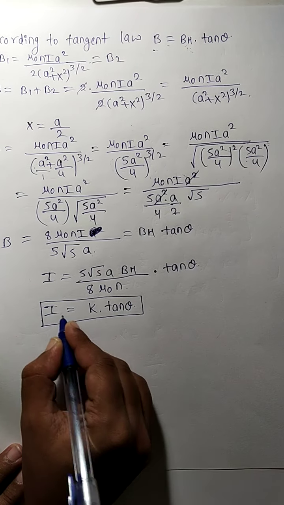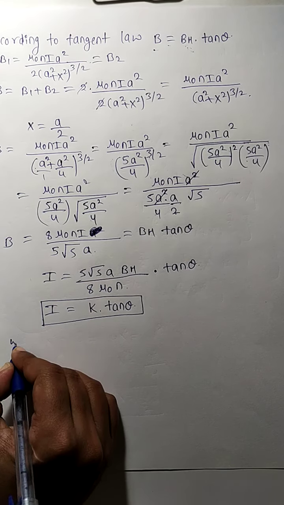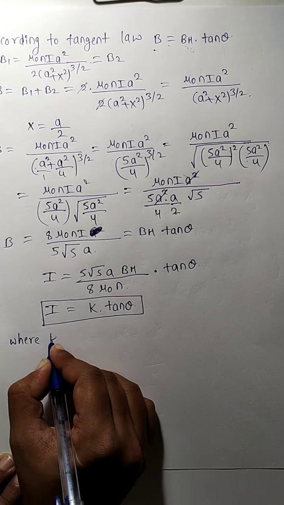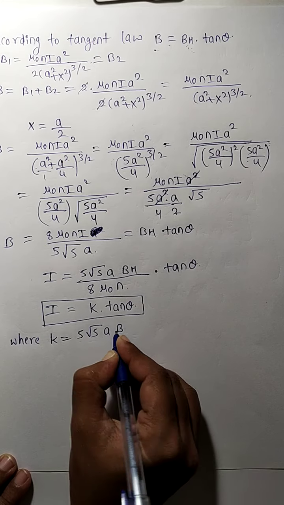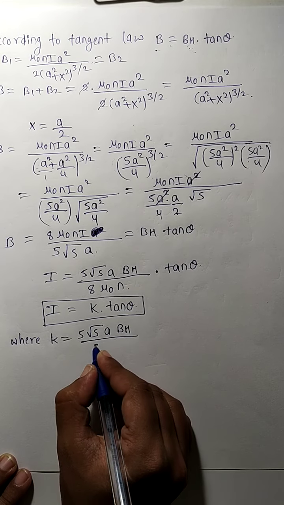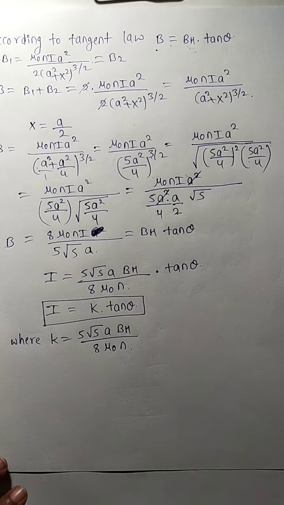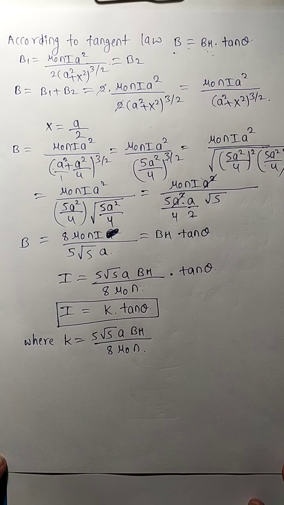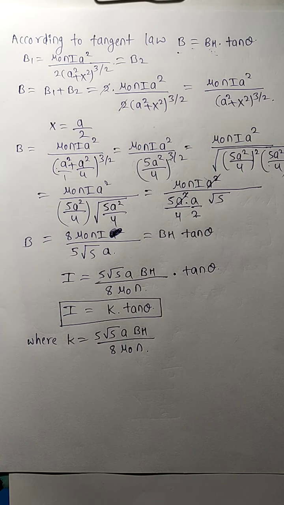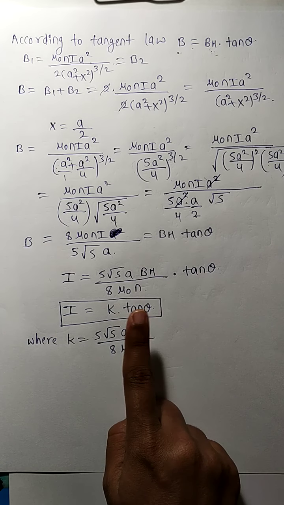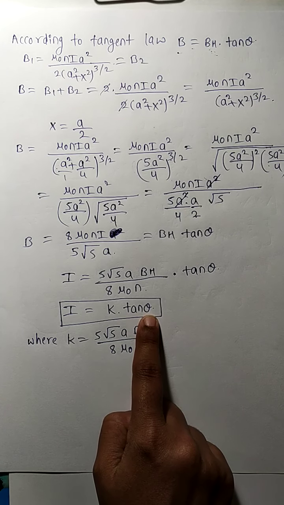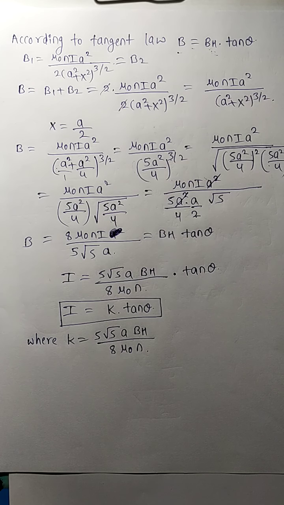So the current is equal to K into tan theta, where the K value is 5 square root of 5 into A into BH divided by 8 mu naught into N. This is the K value. So like that we proved the current passing through the Helmholtz galvanometer. When the current is passing in the Helmholtz galvanometer, that value should be equal to K into tan theta, where theta is the angle of deflection.